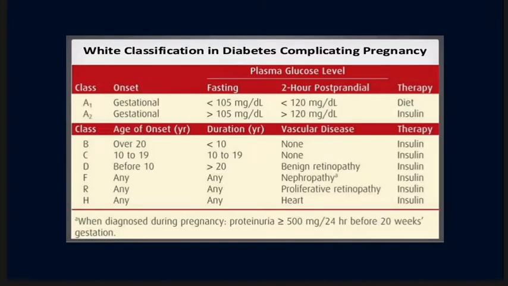White classification is still valid, and you can see that the A category is gestational diabetes related to pregnancy. So usually A1, these are the patients with milder disease who need just lifestyle modifications including a diabetic diet, whereas A2, gestational diabetic disease, is more severe, and these patients usually need medical treatment, commonly with insulin.